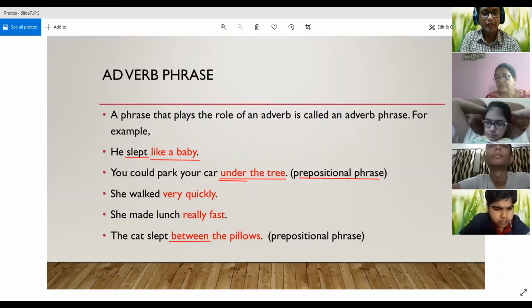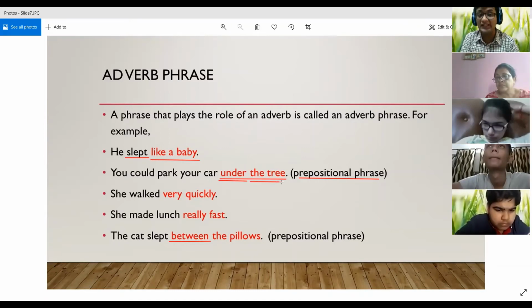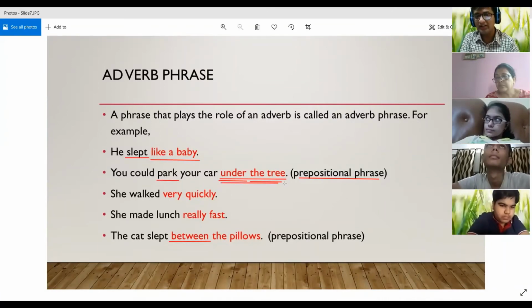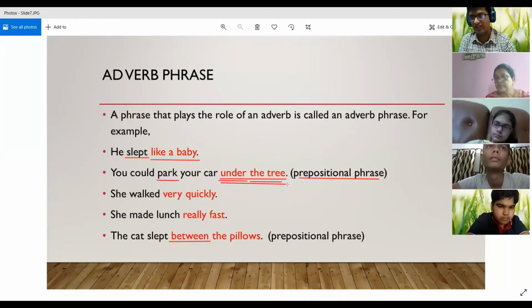So in this sentence, you could park your car under the tree. In this case, what is happening? Under the tree is telling us about the place where you could park your car, right? Park over here is the verb, and where you will park, under the tree. So under the tree over here, what is it doing? It is acting as adverb of place, right? Because the action of parking the car, where is it going to happen? It is going to happen under the tree. So under the tree over here is acting as adverb of place, right? So this is an adverb phrase. And it is also a prepositional phrase because a preposition has been used in the phrase.